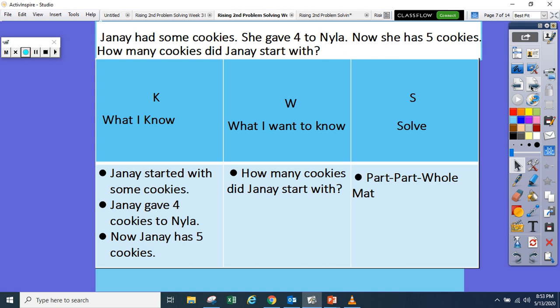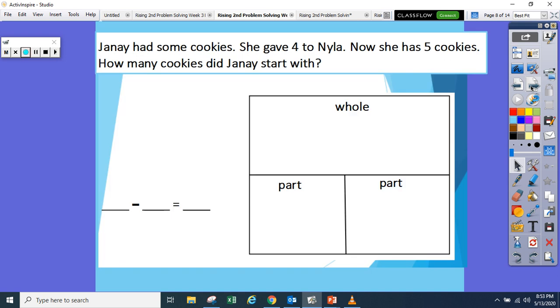How can I solve this? Well, one way I can solve this is by using a Part-Whole Map, which looks like this. I have to think about what are the parts and what must the whole be. So in this problem, I know that one of the parts is what she gave to Nyla. She gave 4 cookies to Nyla. I also know that she ended up with having 5 cookies after she gave the 4 away. So that is also another part.